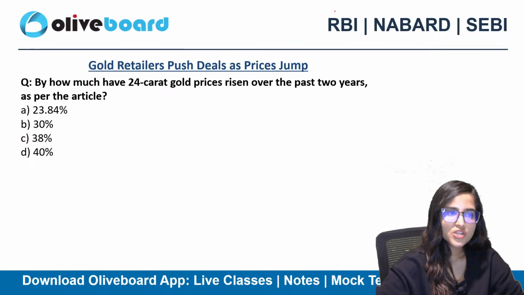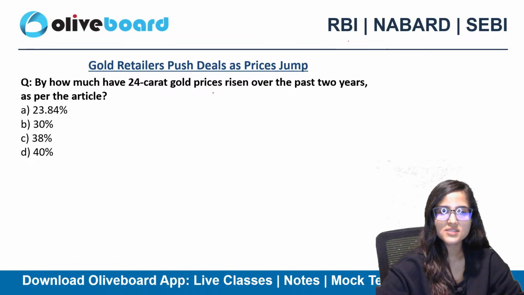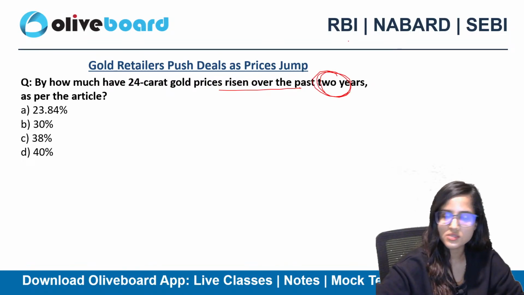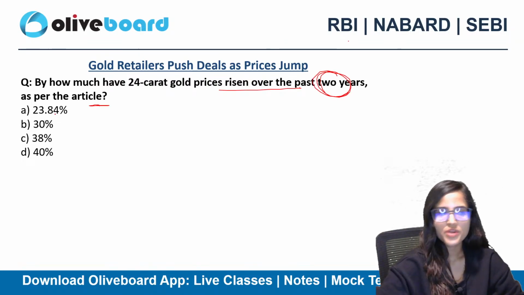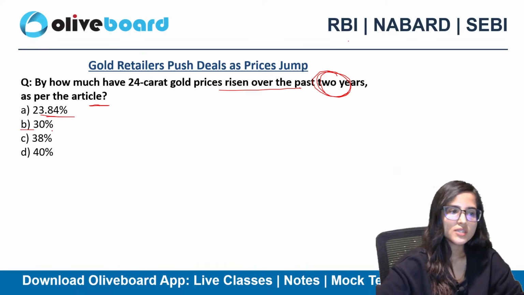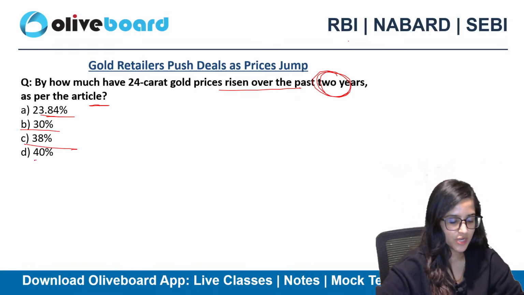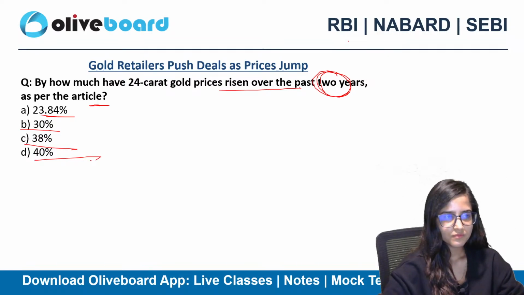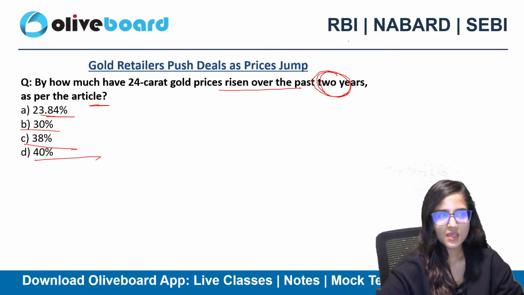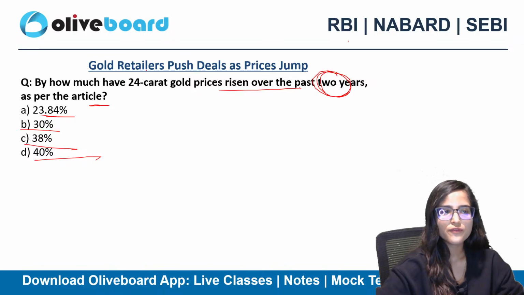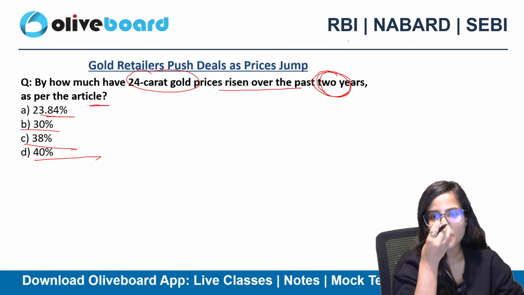Okay, so by how much have 24 karat gold prices risen over the past 2 years? As per this article: 23.84%, 30%, 38%, or 40%. What is the answer to this question? Quickly give me the answer. They're asking by how much have these 24 karat gold prices risen over the past 2 years?